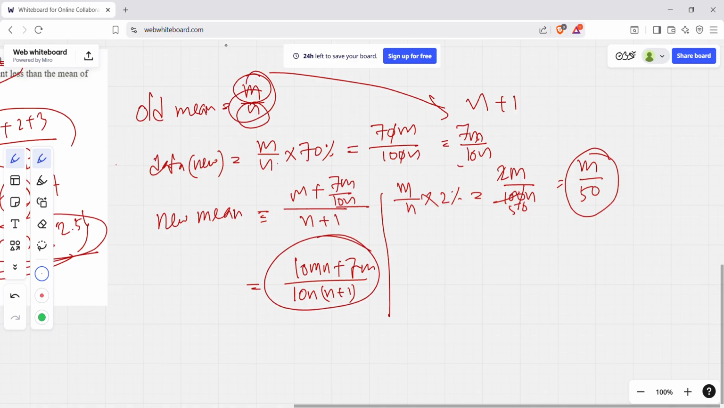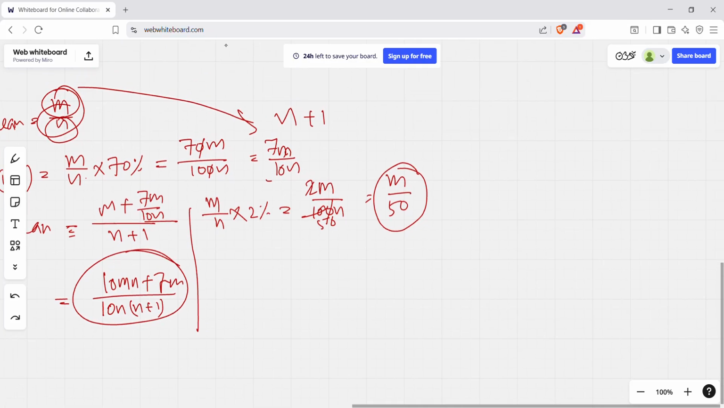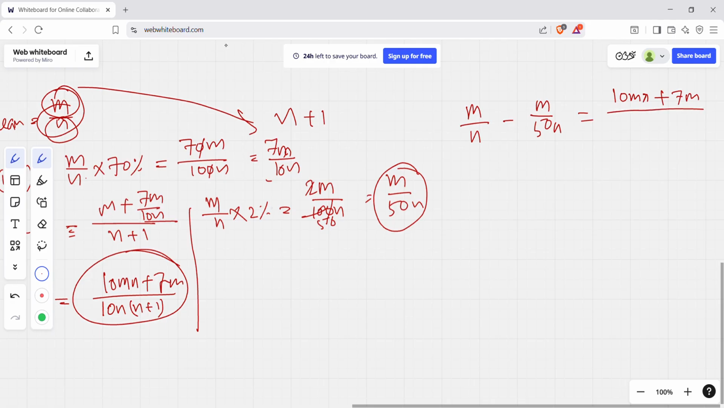So let's write it below. You can see that the m by n value minus m by 50n, oh, you forgot the n, equals 10mn plus 7m divided by 10n times n plus 1. Okay, this is our new one. Now we have to calculate this.